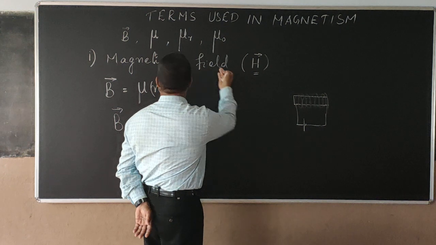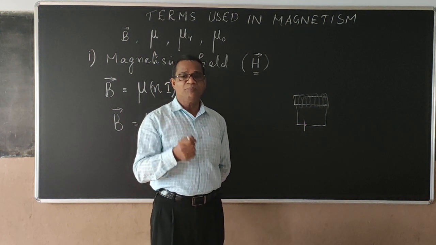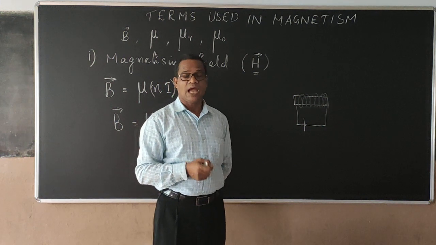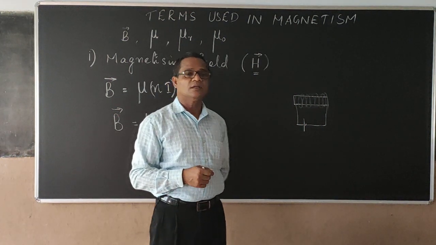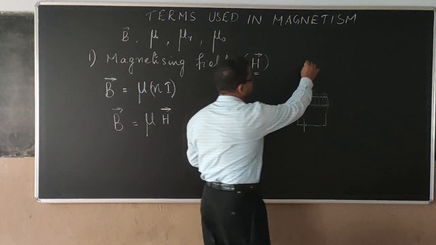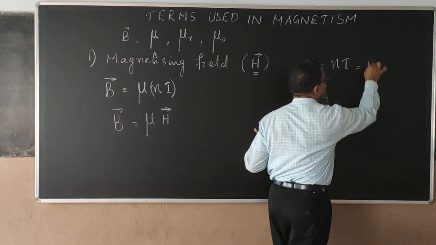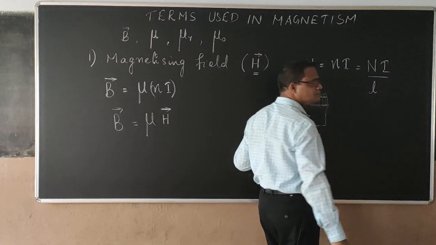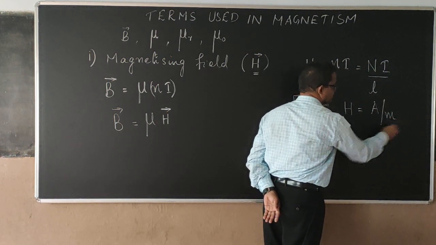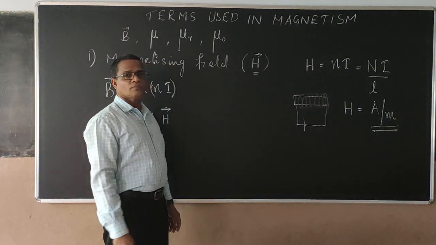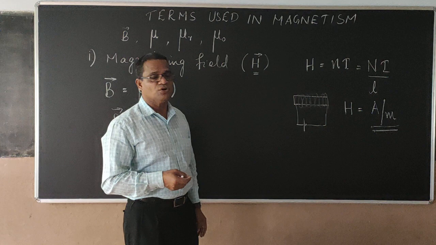Now, what is magnetizing field intensity? If you are asked to define this one, you can define it as the ampere turns per meter length. Ampere turns per meter length used in magnetization is called magnetizing field. So H is equal to N into I divided by L, and therefore the unit of H is equal to ampere per meter. Okay. So this is magnetizing field, which is responsible for the magnetization of the material.